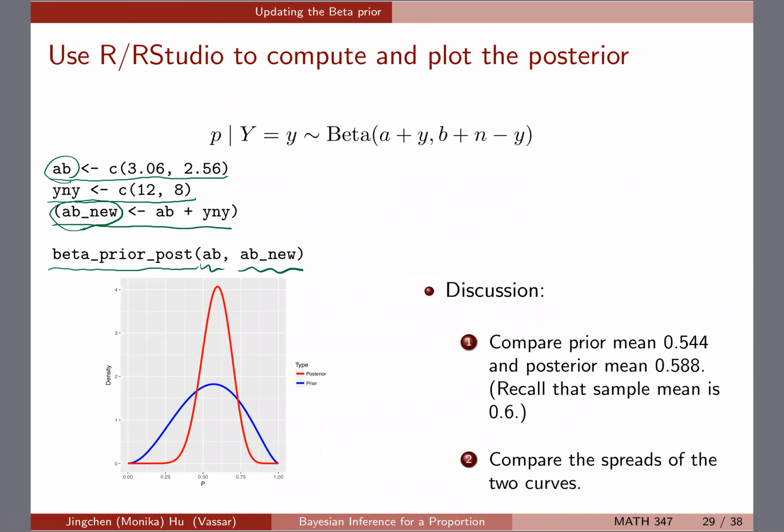And the posterior mean, obviously, I can also get that number. It's going to be A plus Y over A plus B plus N, because this is how the theoretical mean of a beta distribution is. So I tell you these two together over here, and recall that the sample mean is 60%, 0.6. So how do you understand now the prior mean and the posterior mean? Compare them, and why do you think the posterior mean is shifting towards the larger side?